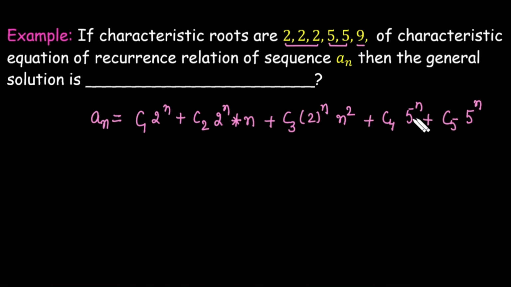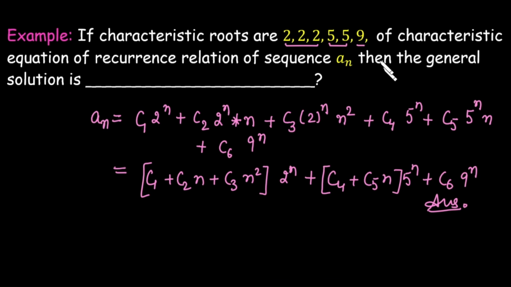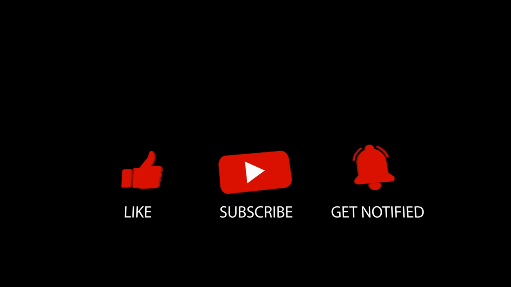Now this is similar to this one. Create it as a different one. So multiply by n. Plus sixth constant and the sixth root is 9 raised to power n. So simplified form of this one is (C1 + C2 n + C3 n^2) 2^n + (C4 + C5 n) 5^n + C6 9^n. And that is the final form of the solution for the recurrence relation where we are getting the characteristic roots as this.